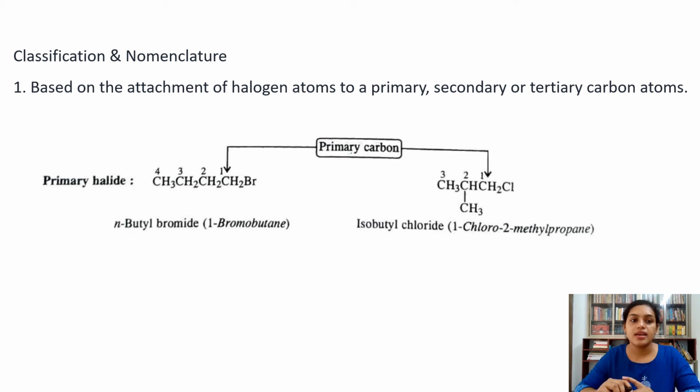Let's see the second type of classification, based on the attachment of halogen atoms to primary, secondary or tertiary carbon atoms. If the halogen is attached to a primary carbon atom, we'll call it a primary halide.